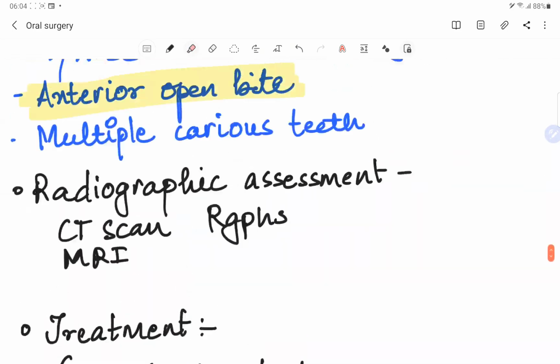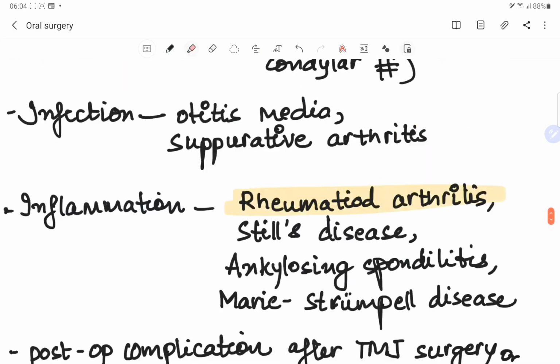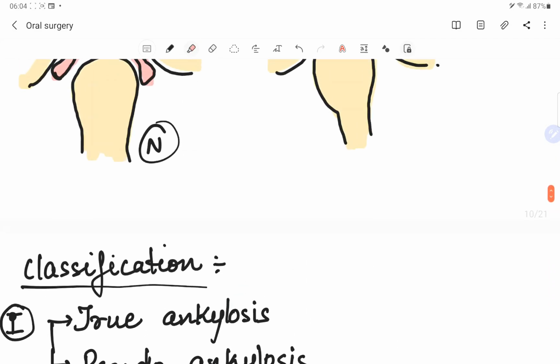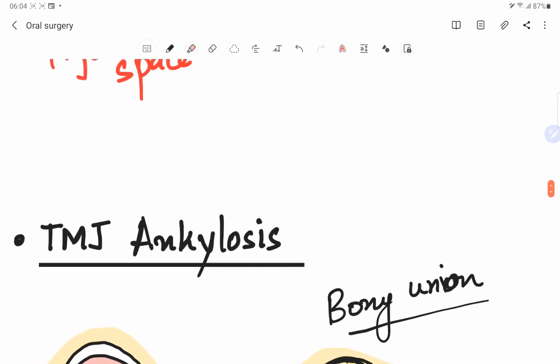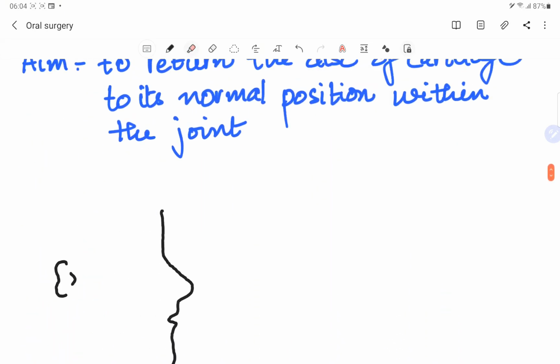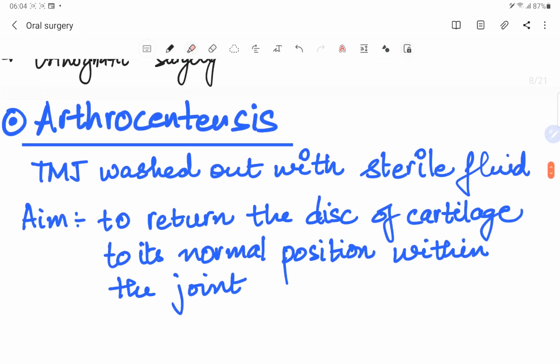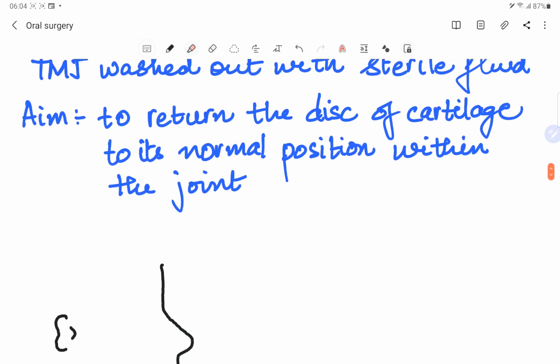So this was about the temporomandibular joint ankylosis. When there is a true or bony union, we call it the true ankylosis. When it is fibrous, we call it the pseudoankylosis. So let's just go through the arthrocentesis. It is basically a procedure wherein we are going to wash the temporomandibular joint with a sterile fluid. Our main aim is to return the disc of the cartilage to its normal position within the joint.